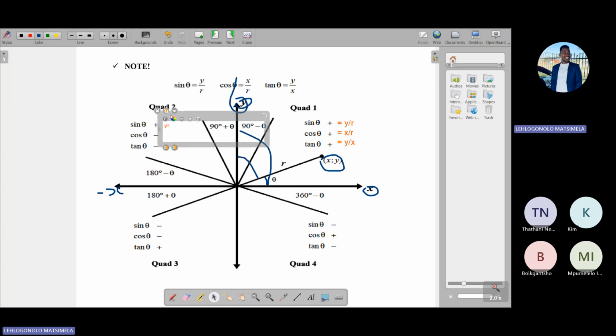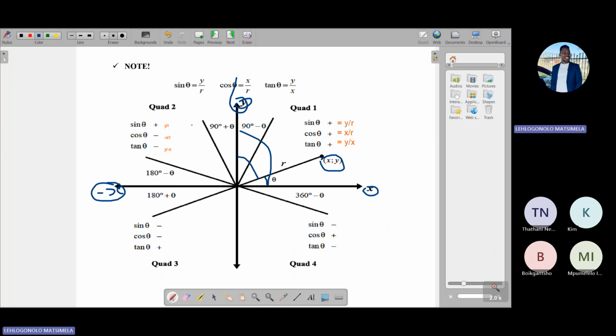But then when going to x, we're going to have negative, so for cos we're going to have negative x divided by r. Why negative x? Because on this side x is negative. And then for tan, we're going to have y divided by negative x. Why is y positive? Because this section is positive. And why is x negative? Because in the second quadrant, x is negative on this line.